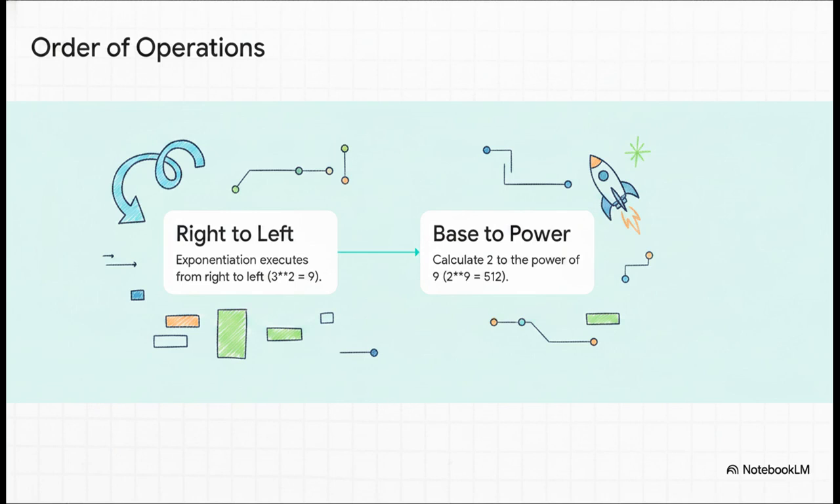In Python, exponentiation executes right to left. So for step 1, you have to evaluate 3 to the power of 2, which is 9. Then, in step 2, you take 2 to the power of 9, giving you the actual correct answer of 512. Seriously, do not drop easy points just because of basic syntax rules.